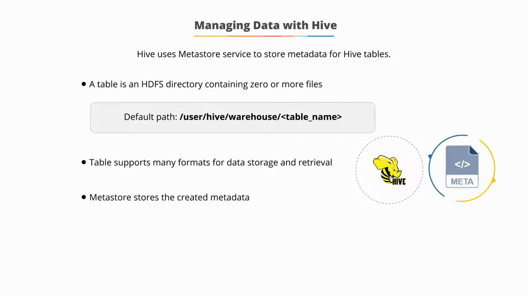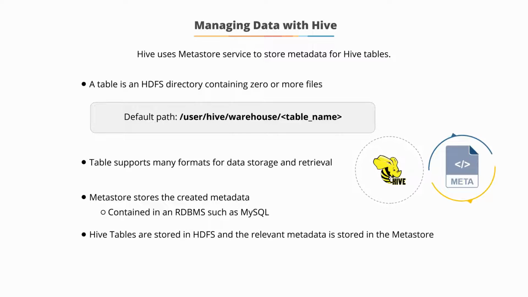The Metastore stores the created metadata. This is contained in an RDBMS such as MySQL. Hive tables are stored in HDFS and the relevant metadata is stored in the Metastore.